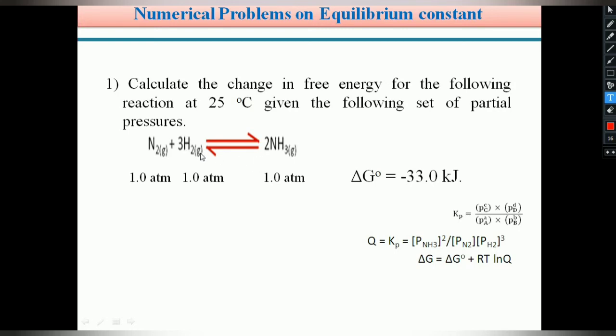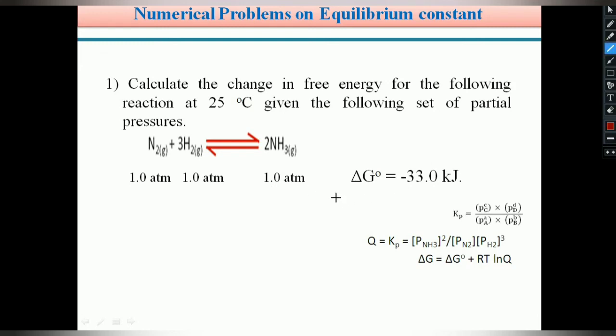In this problem, both reactants, nitrogen N2 and hydrogen H2, and the product ammonia are all in the gaseous phase. So to solve this problem we use partial pressure, because the product ammonia and the reactants nitrogen and hydrogen are in the gaseous state. The partial pressure of nitrogen is 1 atmosphere, the partial pressure of hydrogen is 1 atmosphere, and the partial pressure of ammonia is 1 atmosphere, as given by the data.